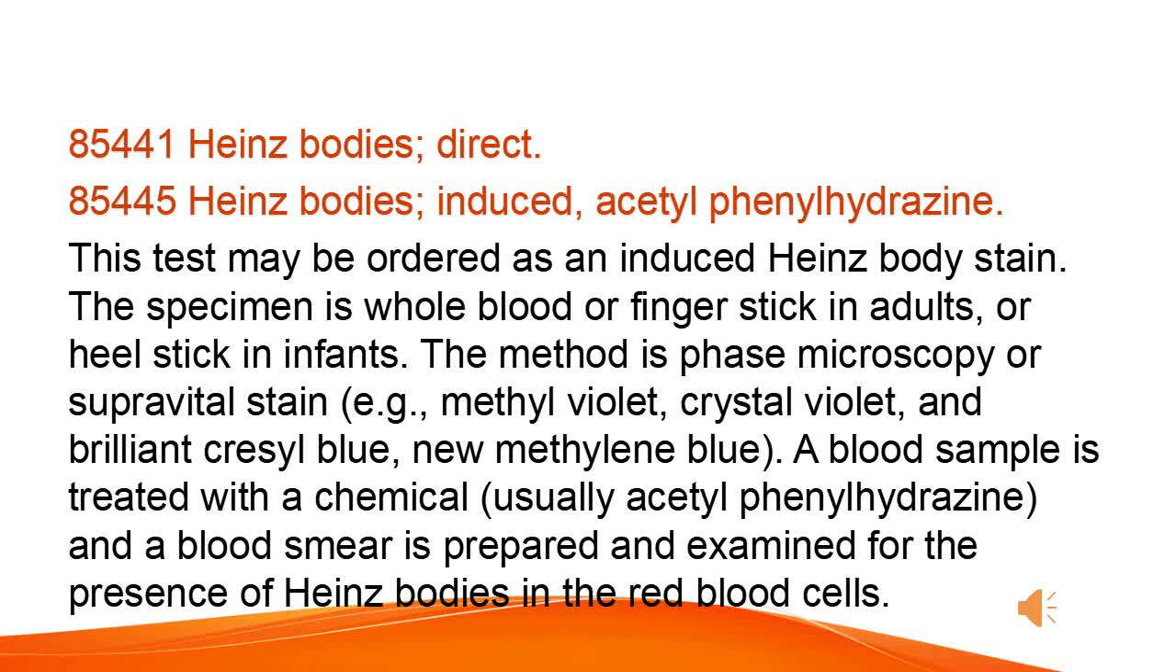A blood sample is treated with a chemical, usually acetylphenylhydrazine, and a blood smear is prepared and examined for the presence of Heinz bodies in the red blood cells.